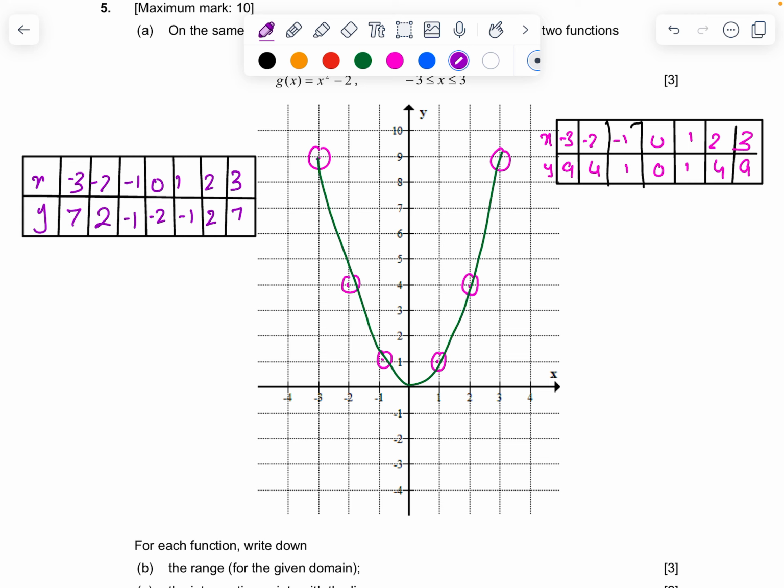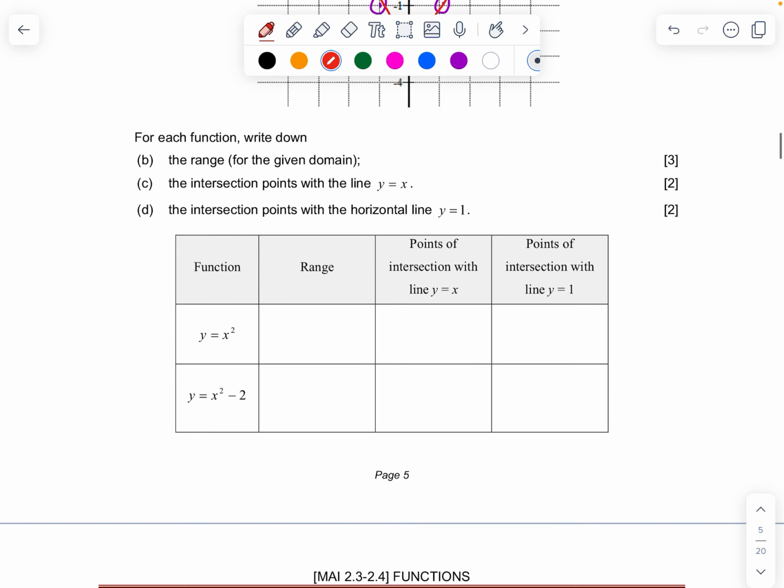So when it is negative 3, it is 7. When negative 2, it is 2. And when it is negative 1, it is negative 1. When it is 0, it is negative 2. And 1 also negative 1. 2 also 2. And 3, it is 7. Now I try to draw the graph for all this. This is going to be the shape of the graph. Now the range for this one, we can see that y lies between 0 and 9, whereas for this one, y lies between negative 2 and 7.